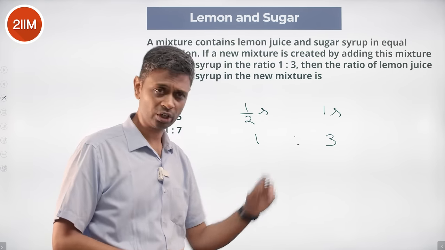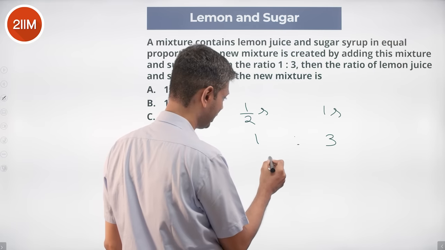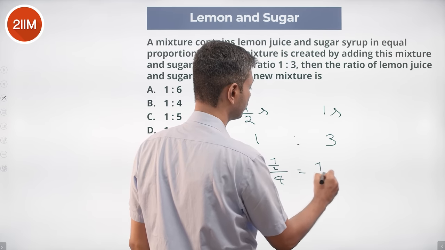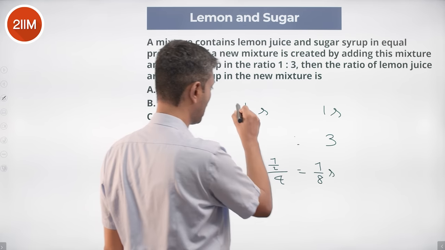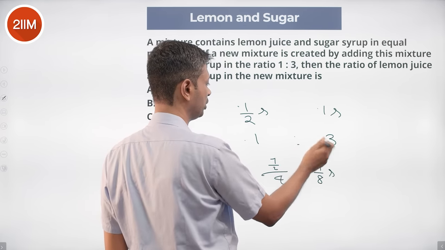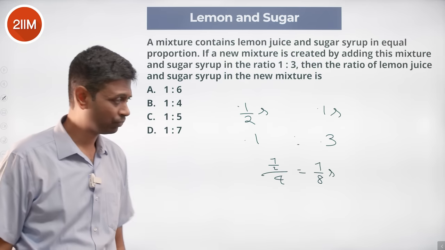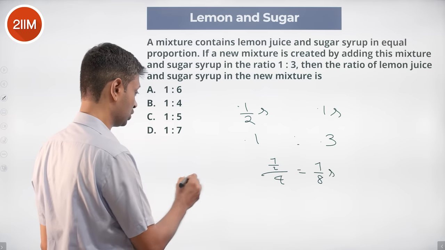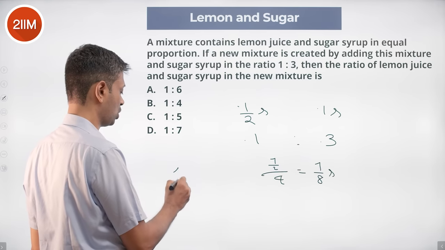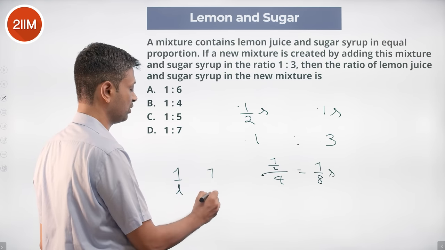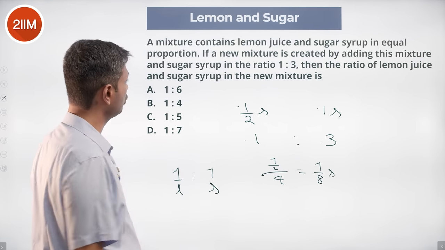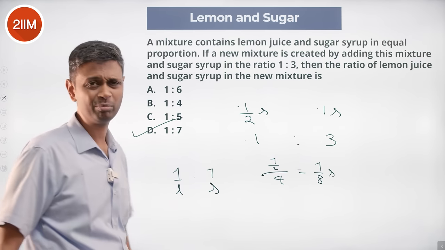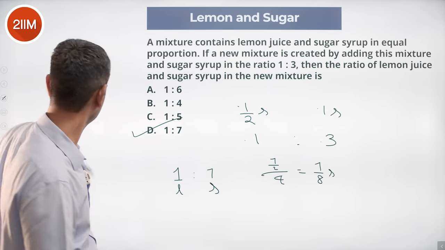Mixture in the ratio 1:3. Half plus 3 is 3.5, 7 by 2, by 4. This becomes 7 by 8 sugar syrup. What am I doing? Half into 1 plus 1 into 3 divided by 4. Weighted average of these two. We get 7 by 8 sugar syrup. That means in this mixture, 7/8 is sugar syrup, or 1 unit lemon juice and 7 units sugar syrup. Lemon juice to sugar syrup ratio is 1:7. Done. Simple weighted average question, nothing more than that.